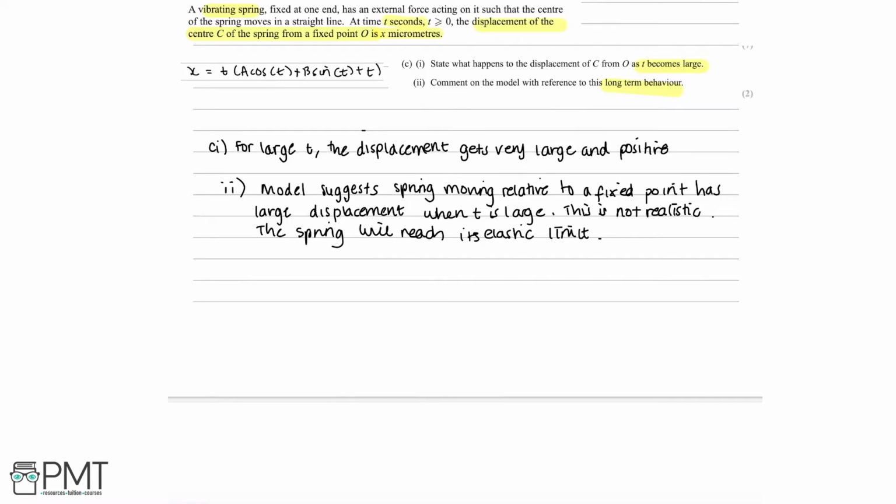Great, so now that we've answered part C, let's find out where the marks are. Well, you get 1 mark per point that you make, because this question is 2 marks and it has a part I and part II, for a total of 2 marks.